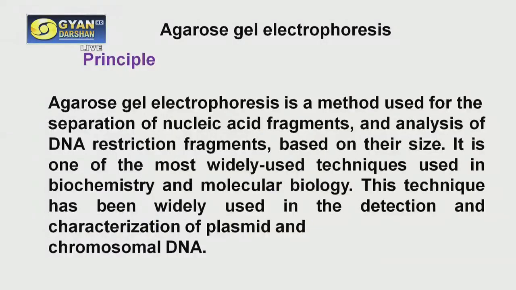Now, what is agarose gel electrophoresis? It is a method used for the separation of nucleic acid fragments and analysis of DNA restriction fragments based on their size. It is one of the most widely used techniques in biochemistry and molecular biology. This technique has been used in the detection and characterization of plasmid DNA and chromosomal DNA. So you need this technique to see the plasmid DNA.